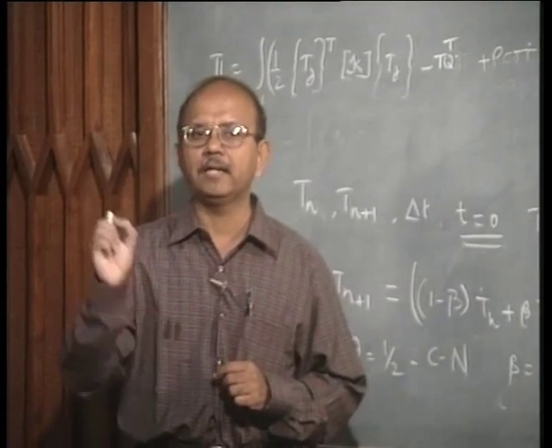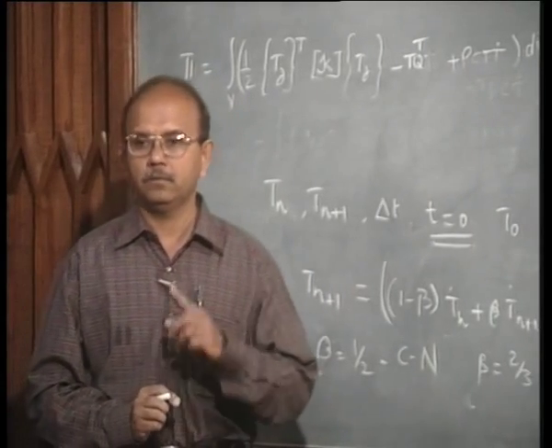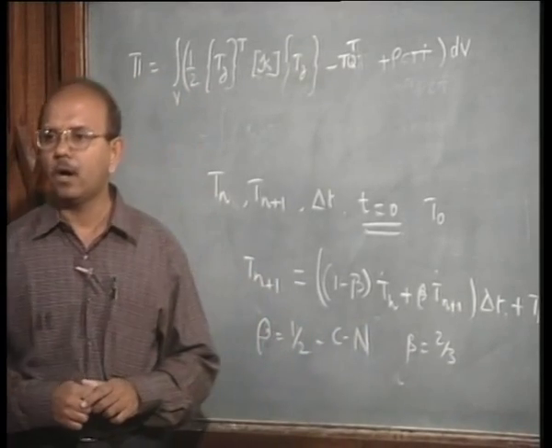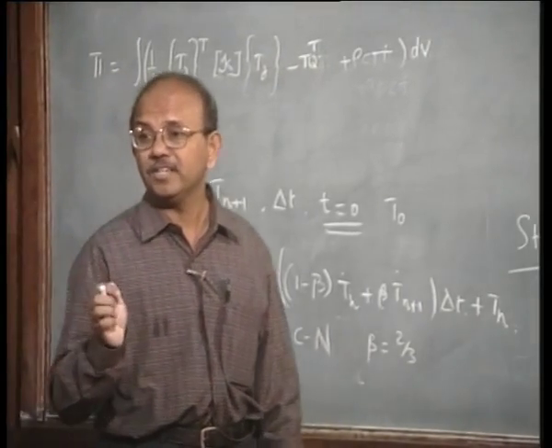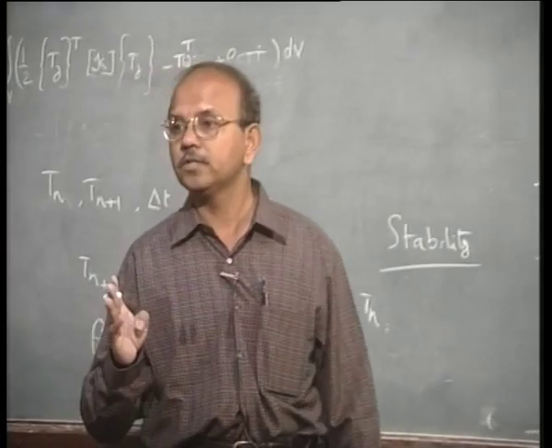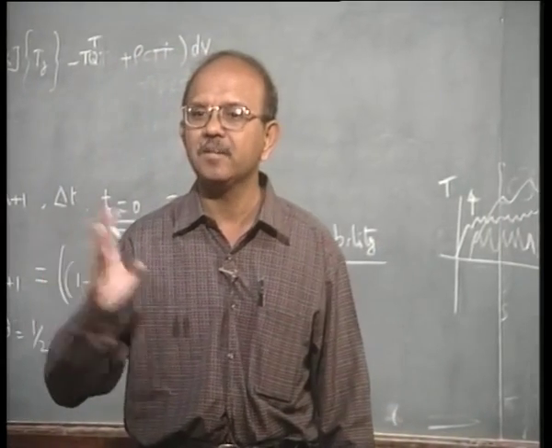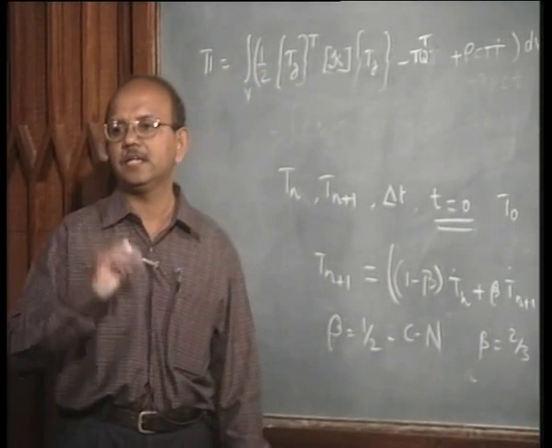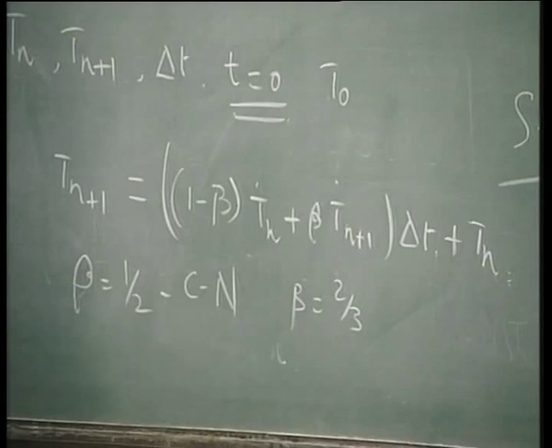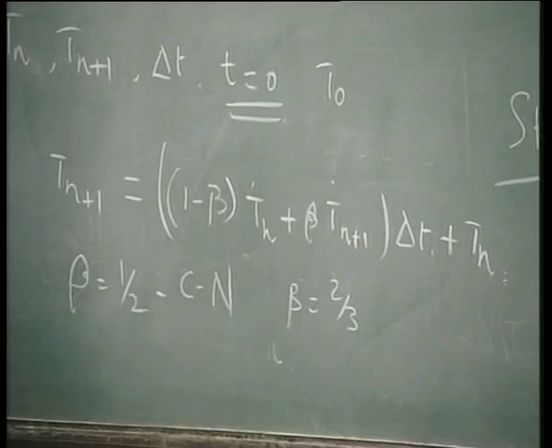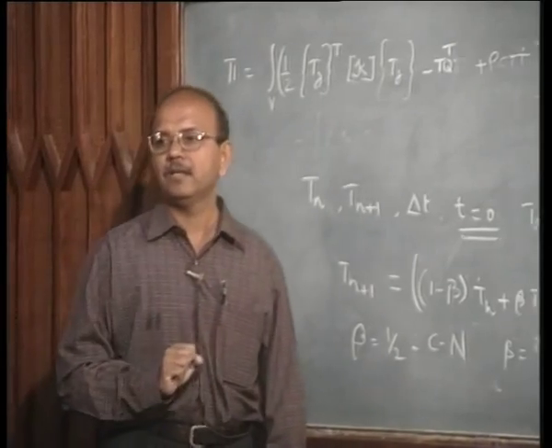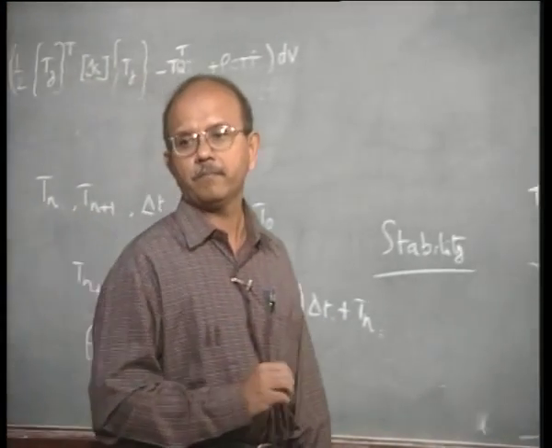For beta greater than or equal to half, note what that beta is. Beta is here. When beta is greater than or equal to half, then the solution is unconditionally stable. See, I want you to distinguish this clearly, because students get confused between the two. These two are different from accuracy.